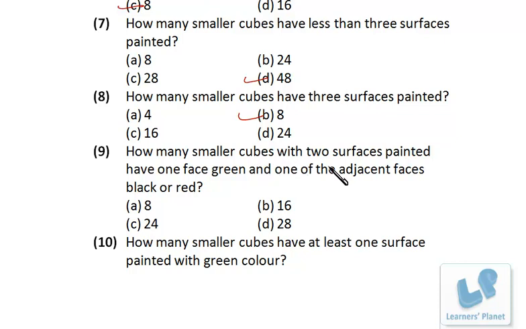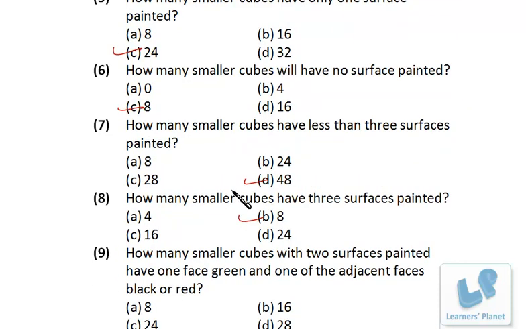Okay, now difficult ones. How many smaller cubes with 2 surfaces painted have one face green and one of the adjacent face black or red? That means we have to find out green black and green red.